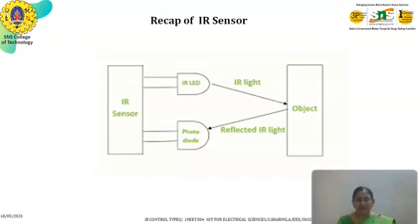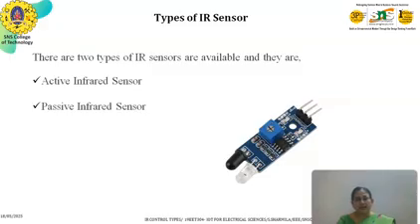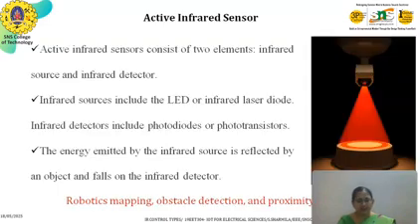The IR LED emits the IR light. The light transmission reaches the object. Then some amount of transmitted light is reflected back to the photodiode. So from this travel, we can calculate the distance between the objects. Based on the IR type we used, we classified them into two types, that is the active infrared sensor and the passive infrared sensor. First we see the active infrared sensor.